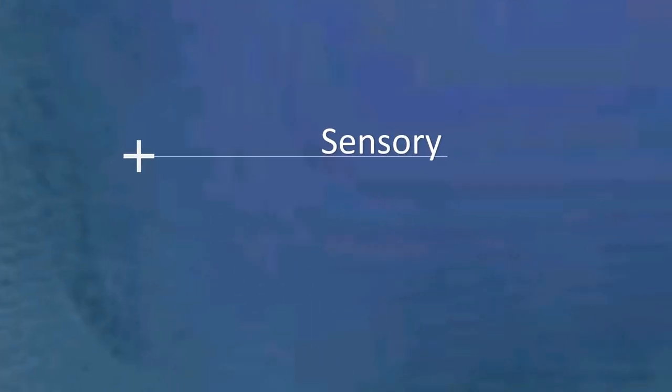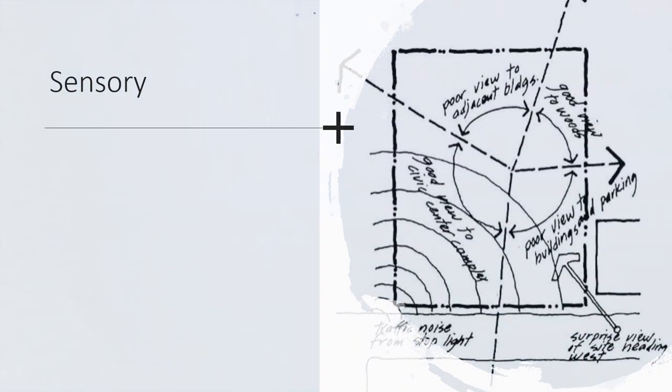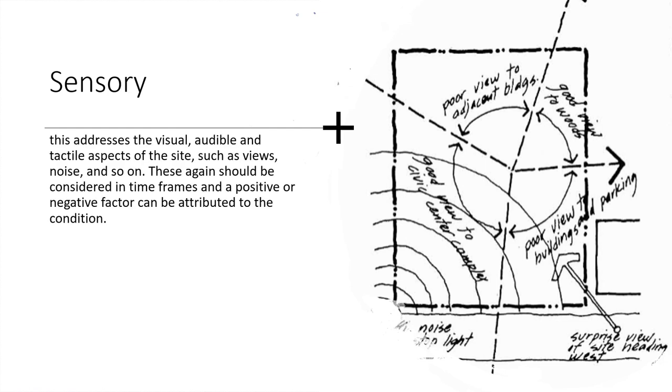Now, when we talk about sensory, these are the things that you smell, see, hear, and feel. This addresses the visual, audible, and tactile aspects of the site, such as the views, noise, and so on.